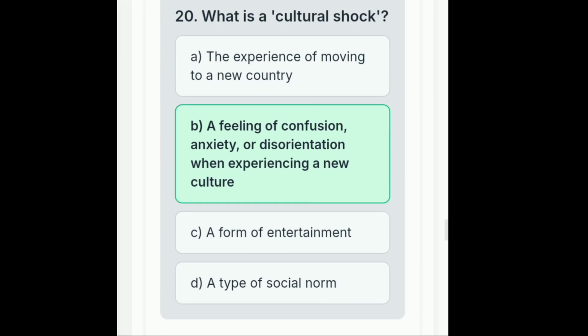Which is a cultural shock? The experience of moving to a new country. Option B, a feeling of confusion, anxiety or disorientation when experiencing a new culture. Option C, a form of entertainment. Option D, a type of social norm. So the B is the correct.